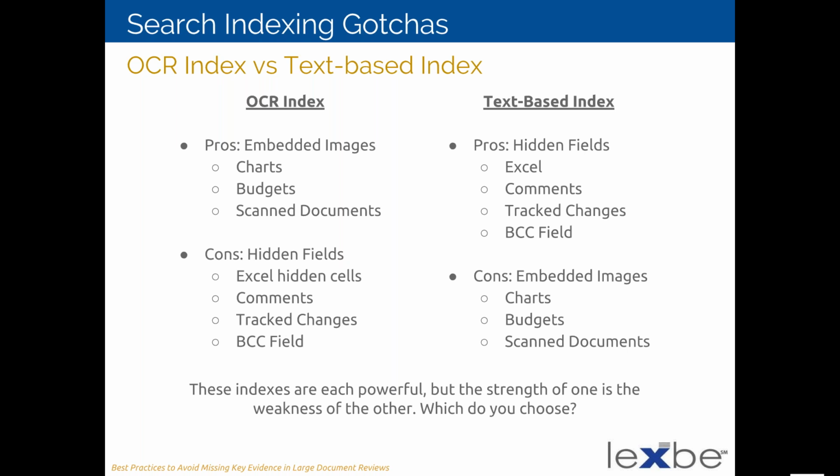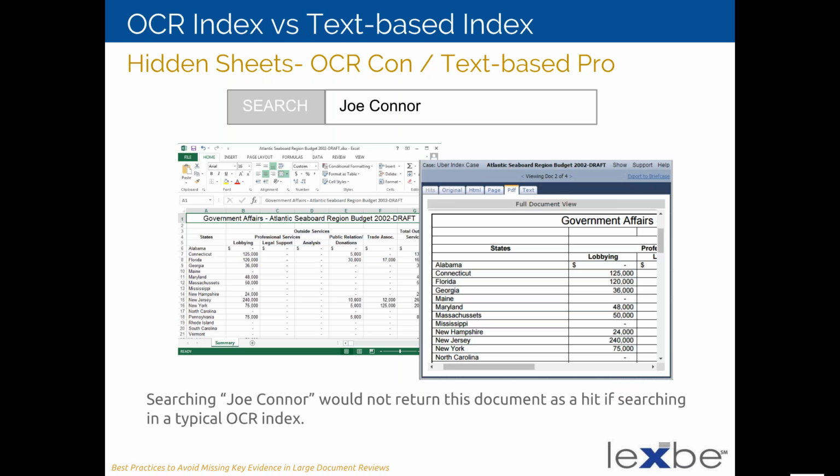Here is an example of when OCR is not going to be a good choice for you. We're in a search engine inside of our review platform, and we're looking for the name Joe Connor. This is the native version of the Excel file, inside of the Lexbe platform. This is what our document viewer looks like. This PDF view shows you the OCR version of this document. If you search, the name Joe Connor does not exist on this document.